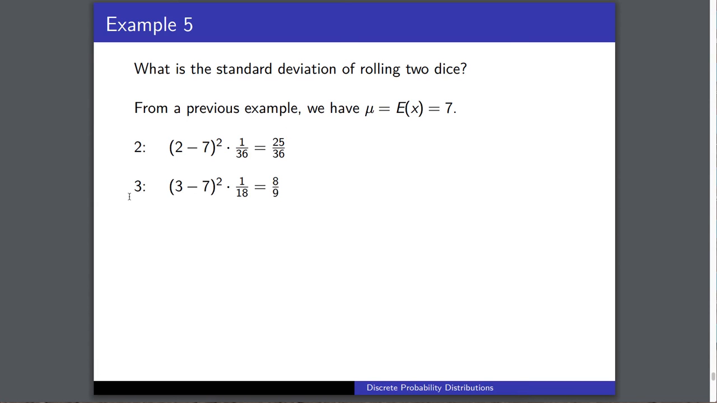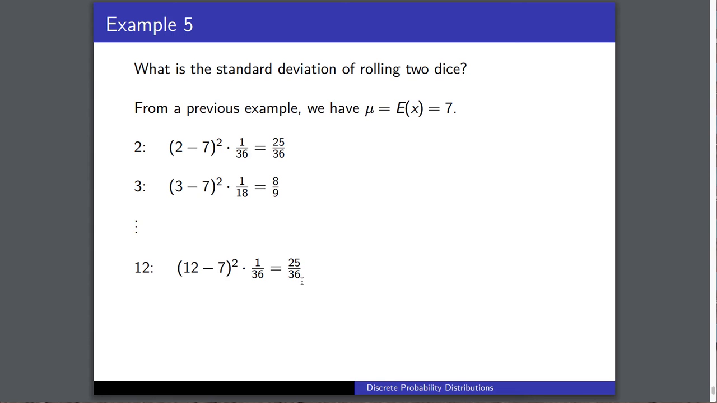For 3, we take 3 minus 7 and square it. So 3 minus 7 is negative 4. Negative 4 squared is 16. And the probability of obtaining a sum of 3 is 2 out of 36, or 1/18. So we have 16 times 1/18 is 16/18, or 8/9. And we're going to continue to do that for all the values up to and including 12, which has the same outcome as 2. 12 minus 7 squared times 1 over 36 also gives us 25 out of 36.